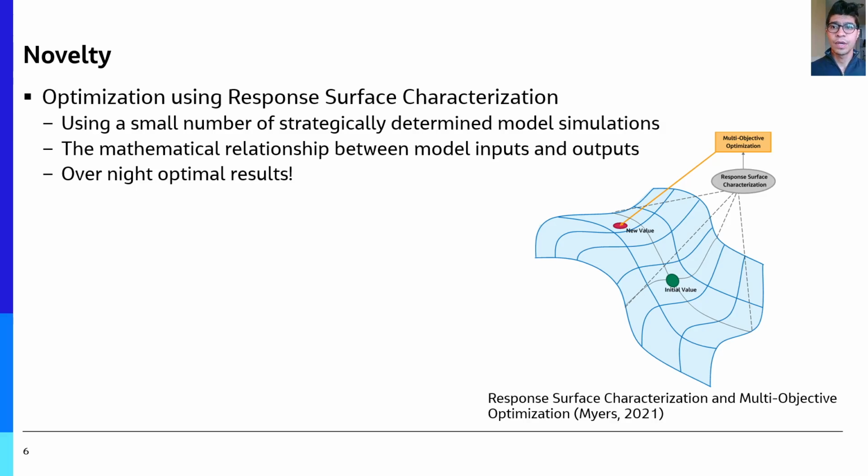But here, we ended up using RSC, which is Response Surface Characterization, which is going to look at a mathematical relationship between the inputs and outputs of each iteration of optimization, and that is going to expedite finding optimal solutions. So that was one thing that was added into the whole traditional optimization, if you will.